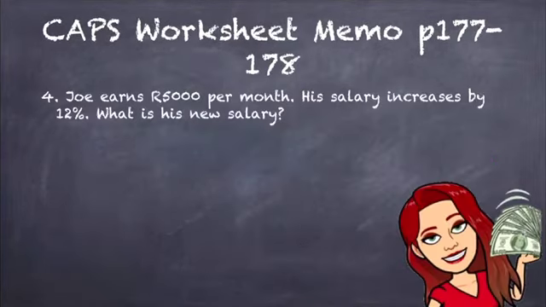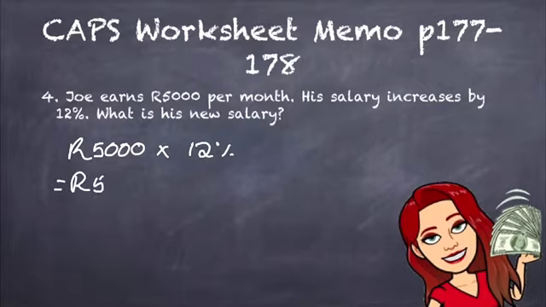Let's see. Next one. Joe earns 5,000 Rand per month. His salary increases by 12%. What is his new salary? So I'm going to say he's got 5,000 Rand times 12%. We first want to figure out what that 12% is. That's the same as saying 5,000 times 12 over 100.